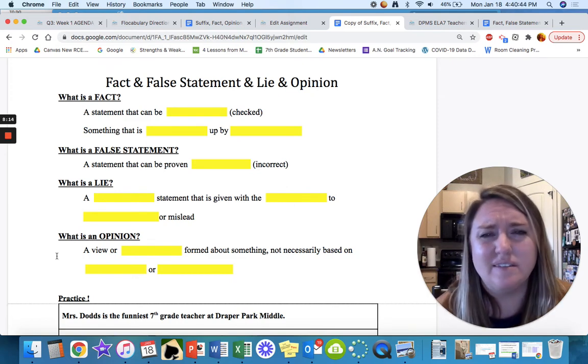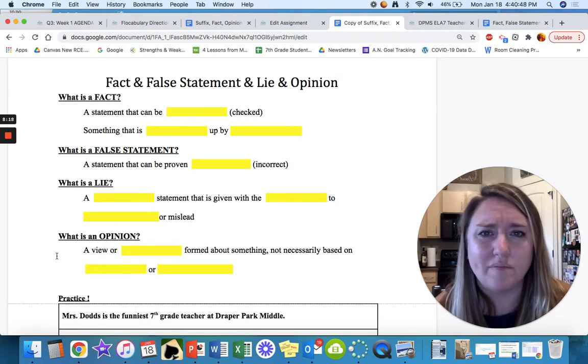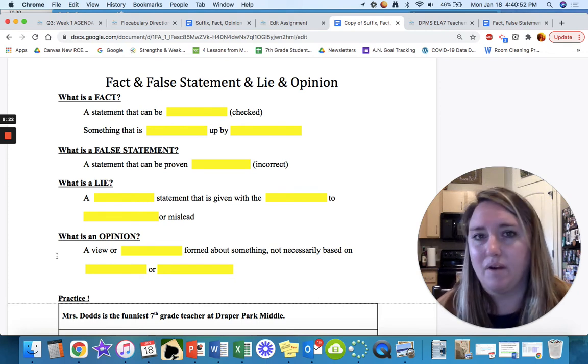Sometimes these opinions, who cares if people agree with you, right? I might think cookie dough ice cream is the best. It doesn't really matter one way or the other if people agree with me or disagree with me.